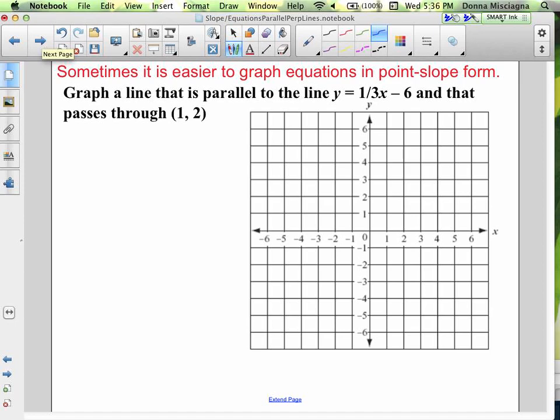All right, so the first step is going to be to graph our point, which is (1, 2). We're given a point, so (1, 2) is there. Okay. Second step, we're going to identify the slope.